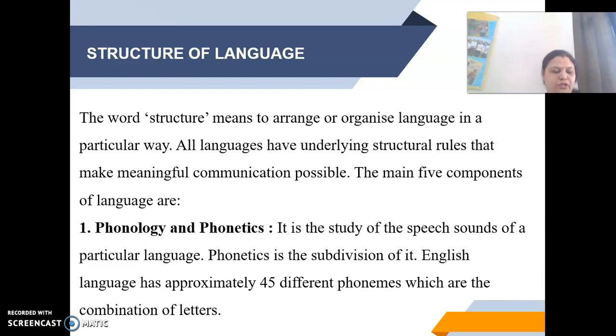If we talk about the structure of language, we all know that all languages have underlying structural rules that make meaningful communication possible. The five main components of language are phonology and phonetics. Second is morphology. Third is syntax. Fourth is semantics, and fifth is pragmatics. These components work together to create meaningful communication among individuals.